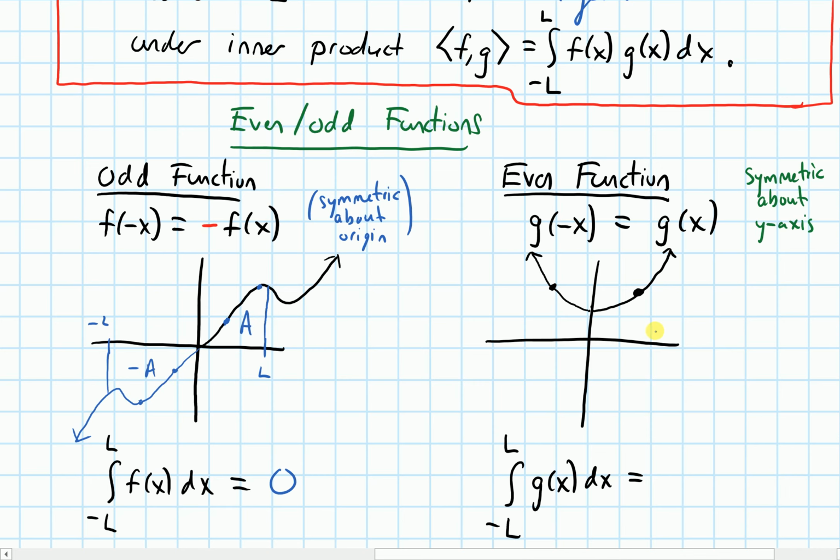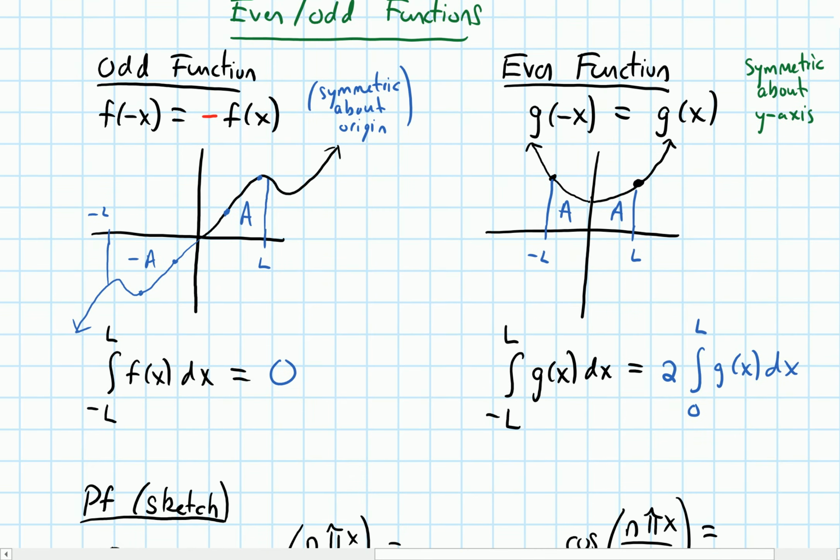For an even function, if we go from where L is to where negative L is, those areas would both be A. They're both the same. So they don't cancel each other out. Instead, we can say this is 2 times the integral from 0 to L of g of x dx. So recognizing when we have even and odd functions in integrals that go from negative L to positive L can help us. All right, so let's get into the proof.